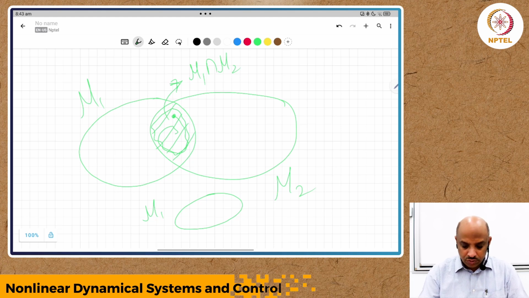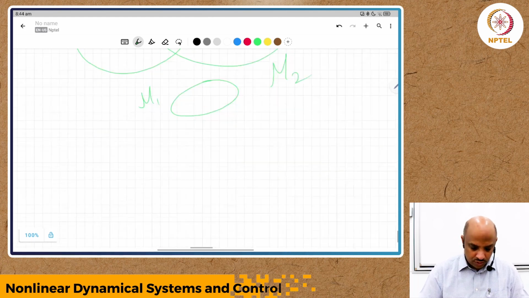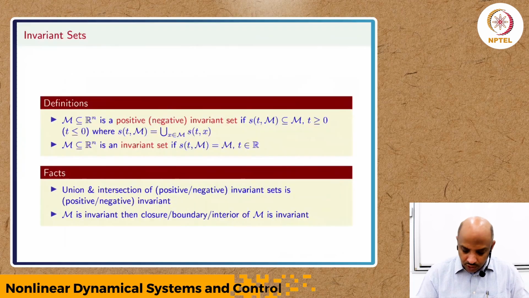And more things are true. Suppose M is invariant, and the entire space is D. Then D minus M, basically the complement of M, is also invariant, and that tells us even much more about these kinds of results. So if the closure of M is invariant, and the interior of the set is invariant, then the boundary will be invariant. So many things are true about these invariant sets, and we will use them as and when required, right?